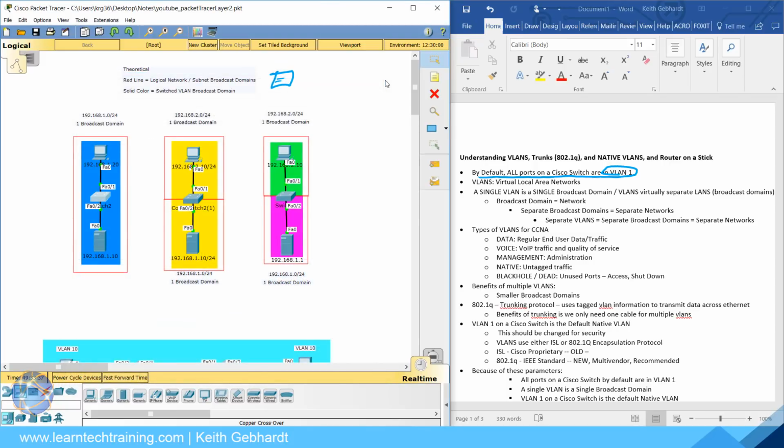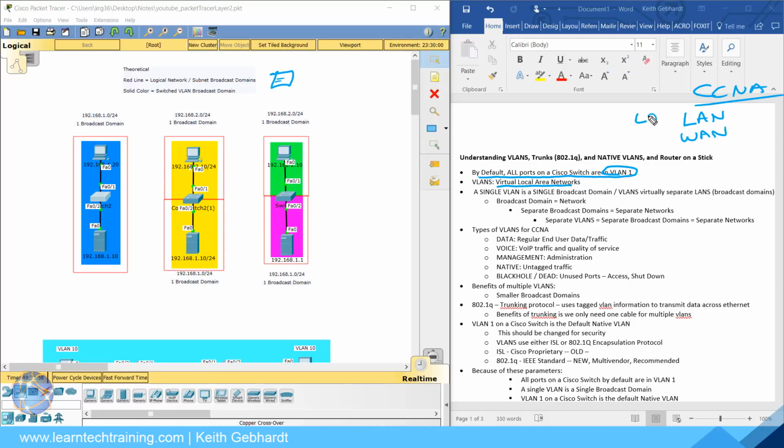But what are these VLANs, Keith? You keep talking about VLANs. I want to know what they are. Well, essentially, VLANs are just virtual local area networks. So remember, when you're studying for your CCNA, this is a CCNA focused course, you need to know of two major types of networks. We have local area networks and wide area networks, okay?